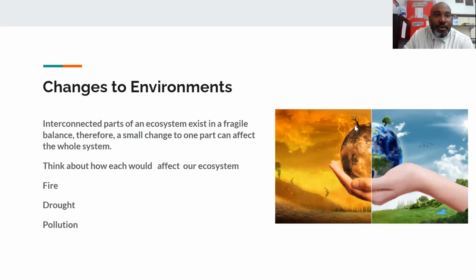With that being said, we'll go to changes to the environment. The interconnected parts of an ecosystem exist in a fragile balance. Therefore, a small change to one part can affect the whole system. So think about how each would affect our ecosystem. Let's say that we all live in an ecosystem, and you live in an ecosystem with a lot of trees. If there was a wildfire, how might that wildfire change your ecosystem? Go ahead, think about that and formulate an answer.